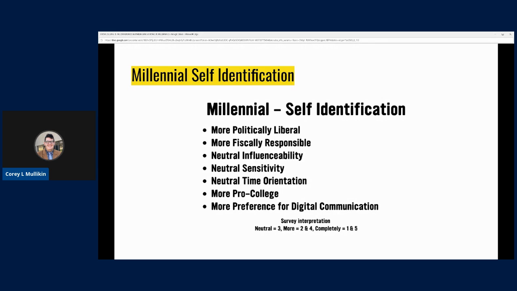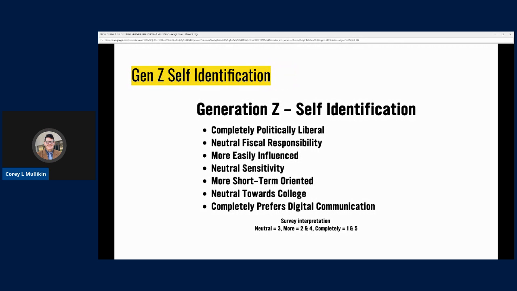They see themselves as more neutral in influenceability, and they don't see themselves as more sensitive than not. They're also more neutral in time orientation. And they're more pro-college than they are pro-experience. And while they're not completely for digital communication means, they do have a stronger preference for it. So let's look at some of the implications we can gather from this.